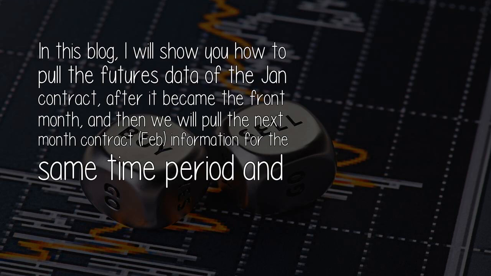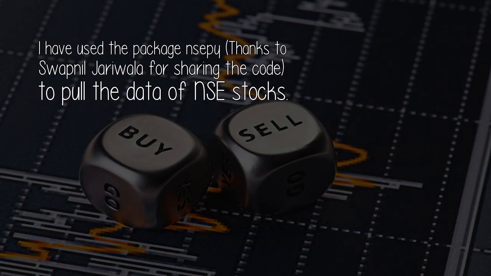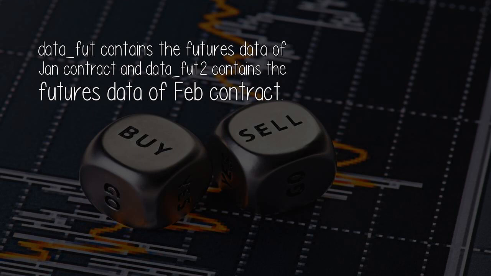In this blog, I will show you how to pull the futures data of the Jan contract, after it became the front month, and then we will pull the next month contract, February, information for the same time period and check for the combined open interest. I have used the package NSEBI, thanks to Swapnil Jariwala for sharing the code, to pull the data of NSE stocks. Pull the data. Let us print and check both contracts' data.